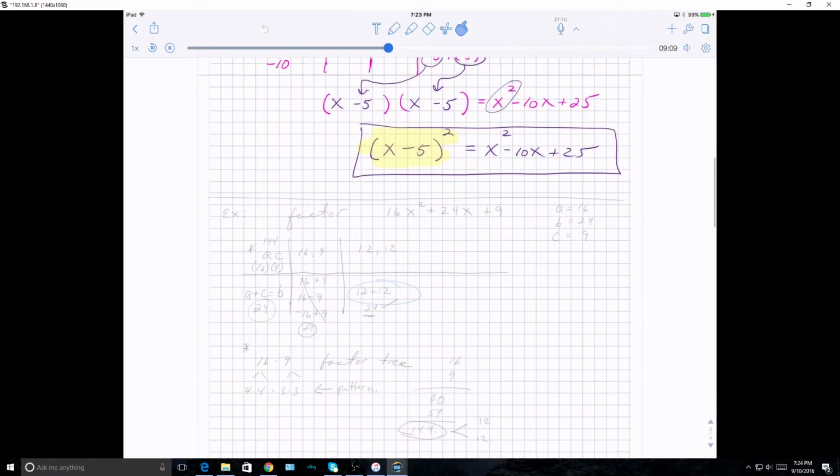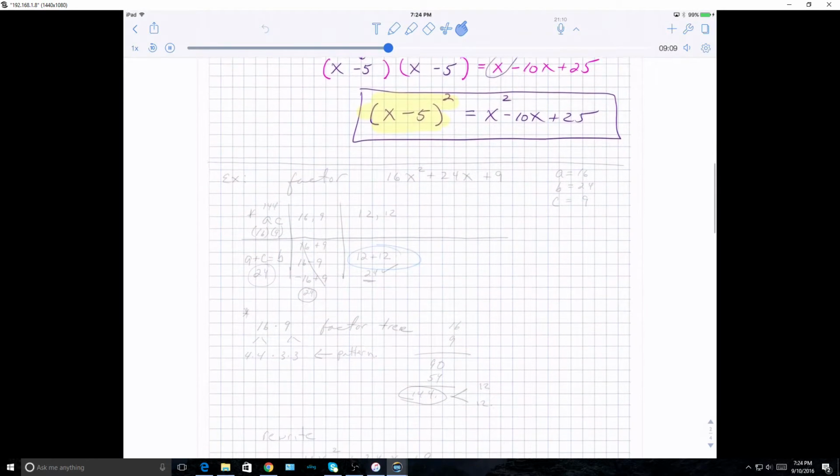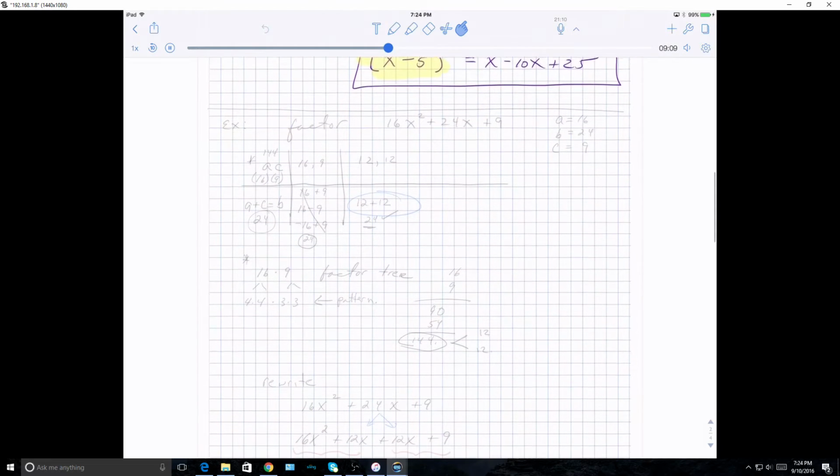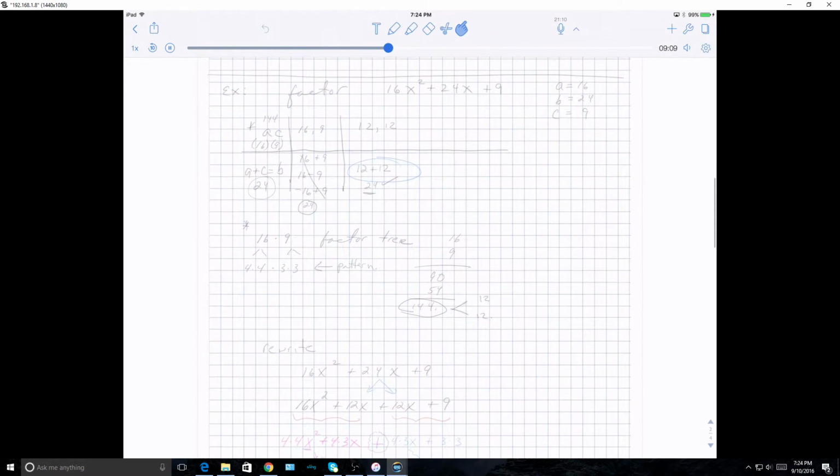So what happens if a isn't 1? If that's the case, let's try another special type of example here. And I'm hoping you start to see a pattern between these special ones that we're building. But if we do another simple example here, what we want to do is factor the following: 16x squared plus 24x plus 9. All right, so we want to find the factored form of this.